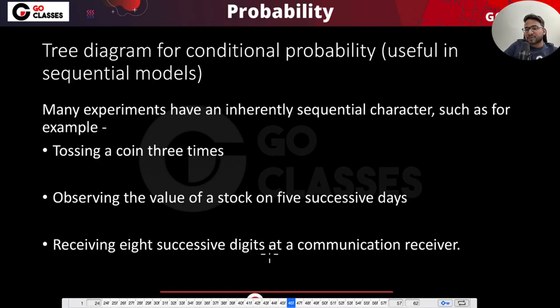Receiving 8 successive digits at a communication receiver is another example. Basically, if order matters, or the sequence matters, then you can apply this tree diagram. So let me tell you how it is useful. Maybe after the examples you will be more comfortable with that.